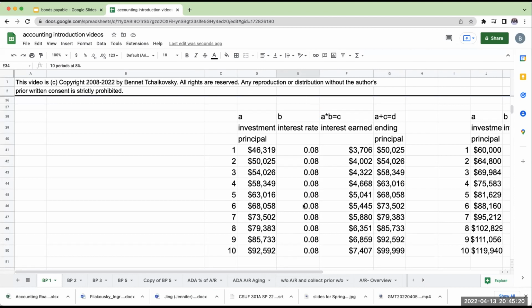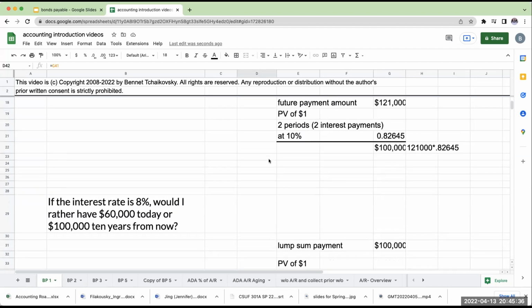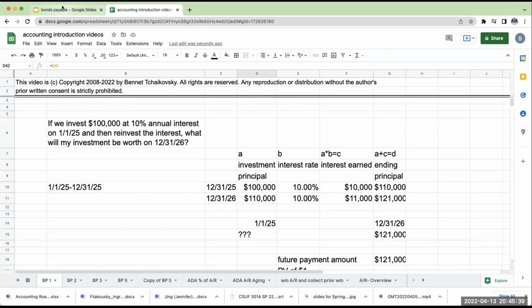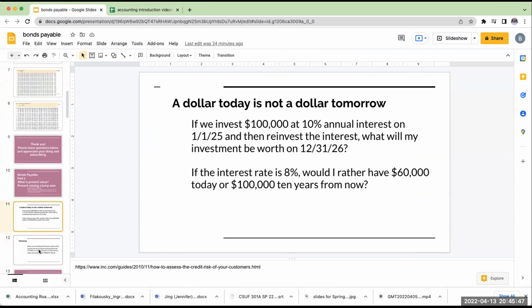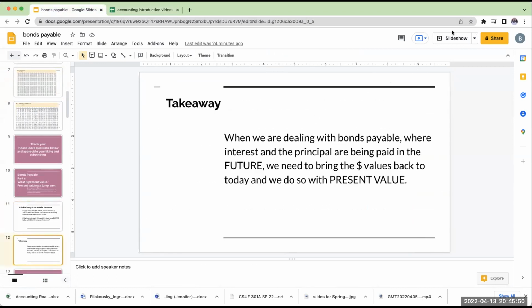Remember, for all these examples, the big assumption when you're using present value tables is I'm earning interest on interest, right? I'm going to take that interest earned, add it to my principal, and reinvest that interest the following year. So just remember as you're going through these types of questions to keep that in the back of your mind. The big takeaway is when we are dealing with bonds payable, where the interest and the principal are being paid in the future, we have to bring it back to today's value, and we're going to do that with the present value tables.